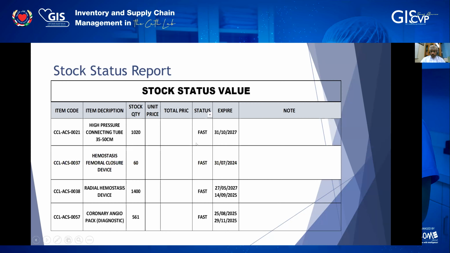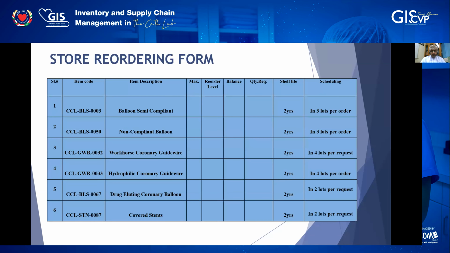Here we show the quantity available of each item and its category. Is it fast moving, slow moving, non-moving? And we have the expiry date of each item. So the techs in the lab know if there are any items nearly going to expire, so he or she gives priority to using those items if possible. With all of these reports, we prepare our order, which we call the reorder form.